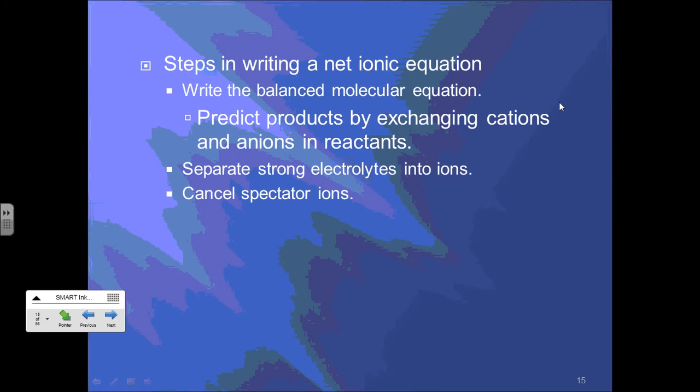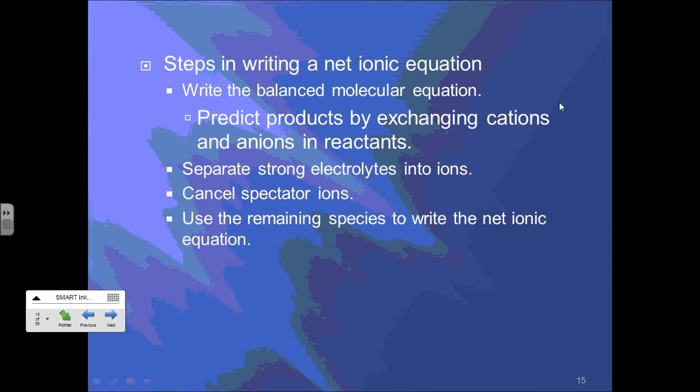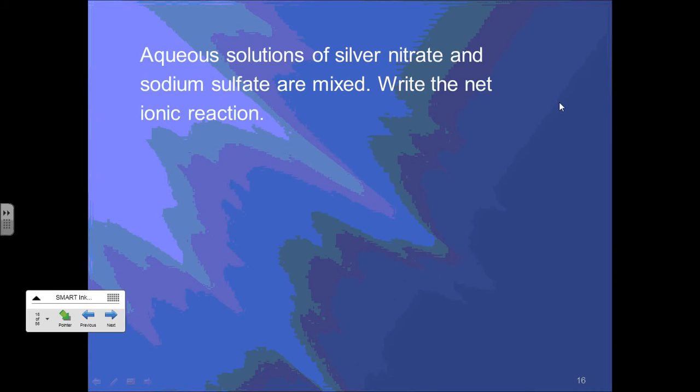Then you want to go forward with canceling the spectator ions. You want to then use the remaining species to write the net ionic equation. This means that you eliminate the ions that are repeated on both the left and the right. Now, in such an example, we have aqueous solutions of silver nitrate and sodium sulfate that are mixed. They will task us with writing the net ionic reaction for this.